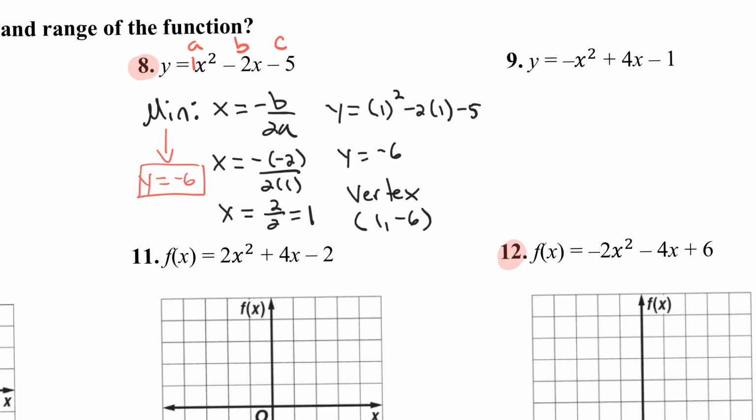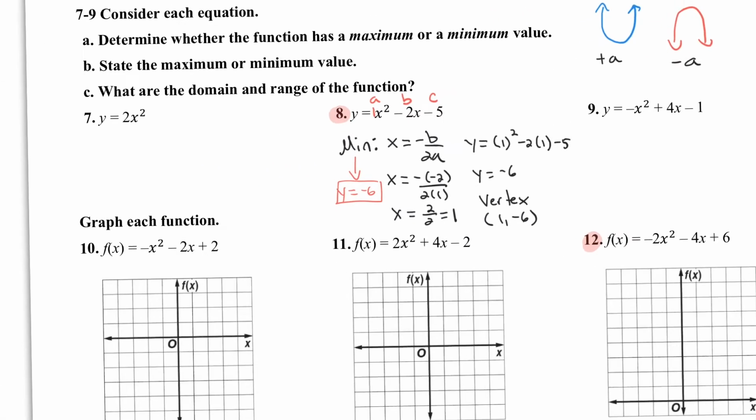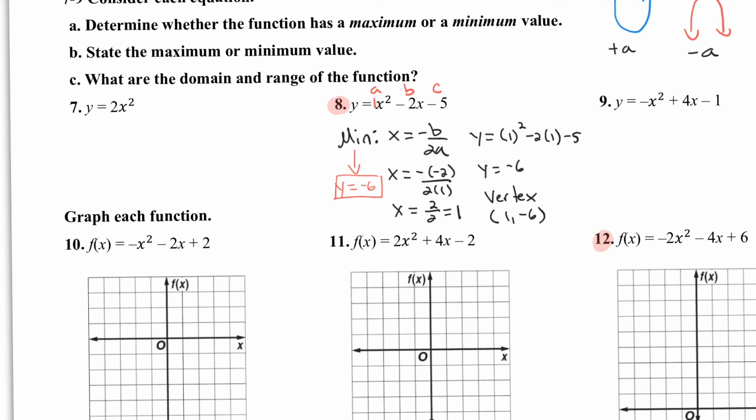The next step, let me just zoom out again so we can read part C. Part C says, what are the domain and range of the function? Okay, so first of all, you have to remember what is domain and range. Domain are your x values, range are your y values, okay? So we want to know what values of x's work for this equation and what values of y's work for this equation. So my domain, in every parabola quadratic function, the domain will be all real numbers, because no matter what number you substitute into that equation, it is going to work. You are going to get a real answer, a real number.